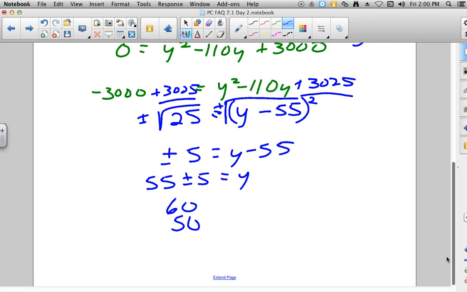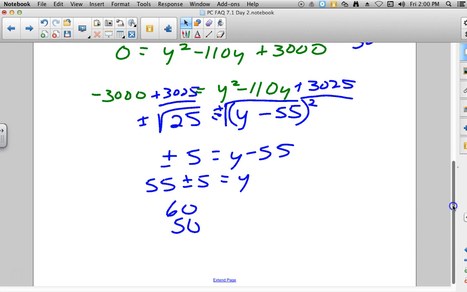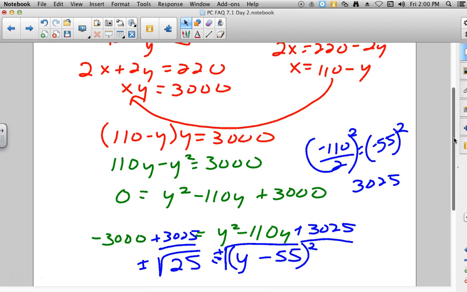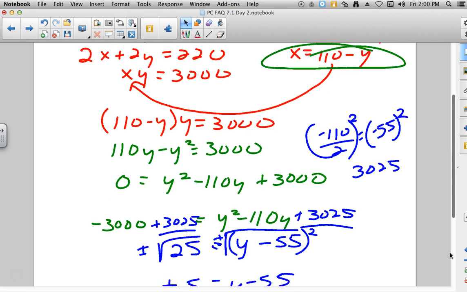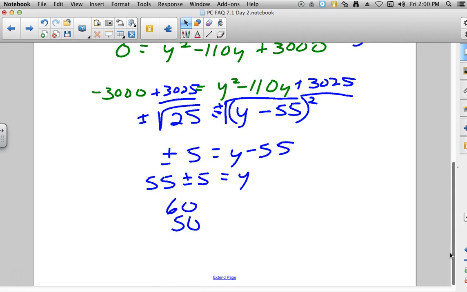And again, it doesn't matter which one is x and which one is y. These are going to be the two answers. And here's why. If we go back up looking for that nice little shortcut that we had up here, x equals 110 minus y. And 110 minus 60 is 50. 110 minus 50 is going to give you 60. So forwards and backwards, this is definitely going to work. So this would be yards. And again, it doesn't matter which one's x, which one's y.